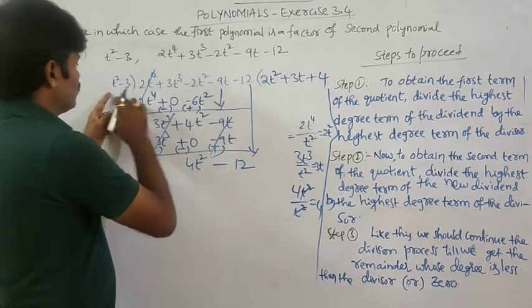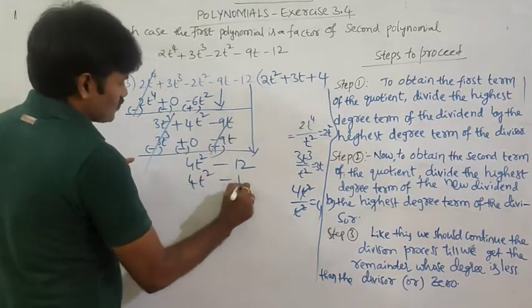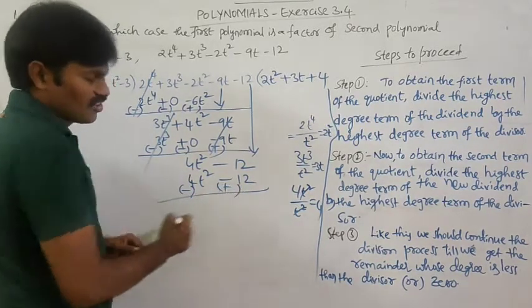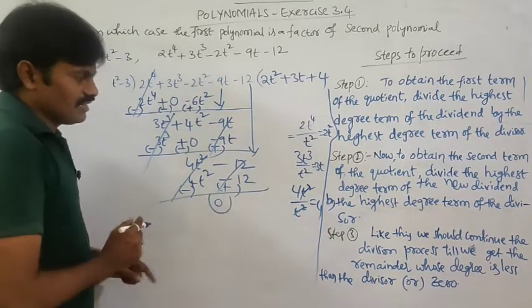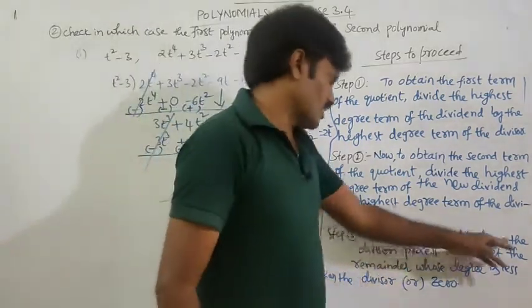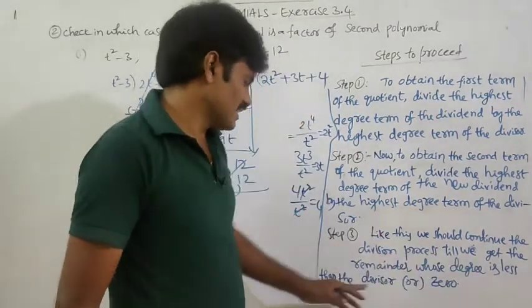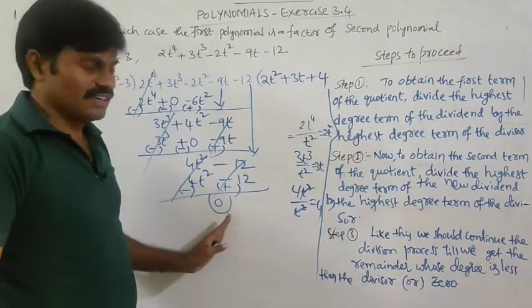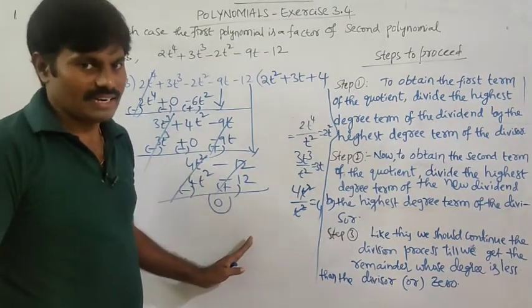Now multiply t square minus 3 by 4, then it becomes 4t square minus 12 according to the distributive property. Now subtract, we have to continue the division process. All gets cancelled. What is the remainder here? 0. Like this you should continue the division process till we get a remainder whose degree is less than the divisor, or we get a remainder 0. So the division process has been completed.